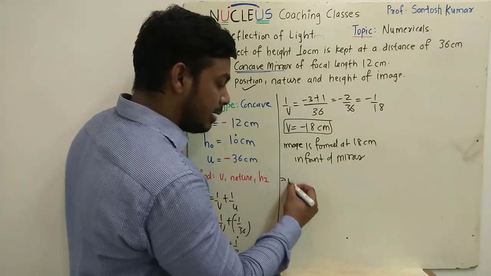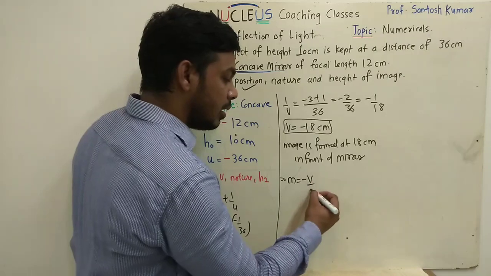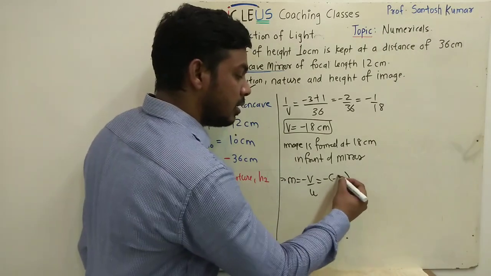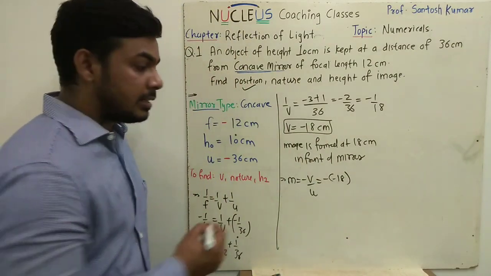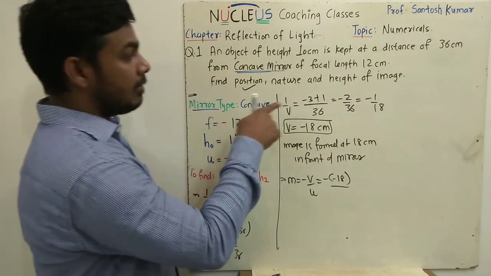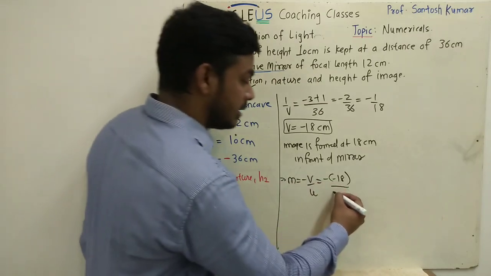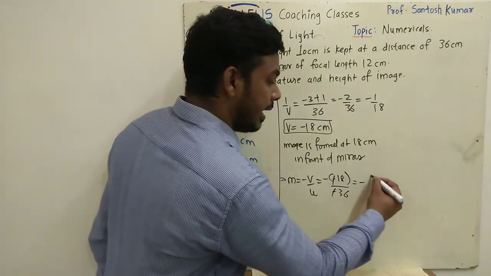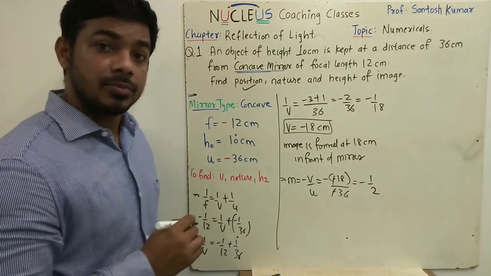And if I calculate magnification, which is minus v by u, remember we have to use sign convention. So what is the value of v? Minus 18. What is the value of u? Come on, tell me. Minus 36. Right. So if I cancel it, I get m as minus half.